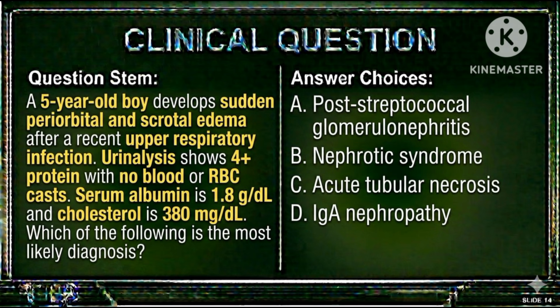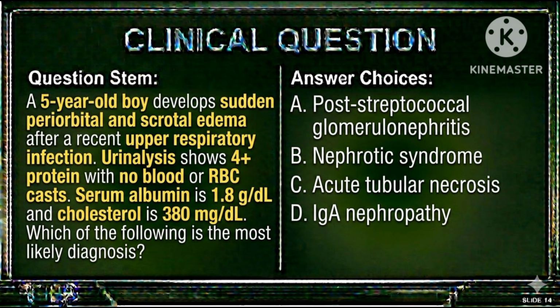Read this question stem. 5-year-old boy, periorbital and scrotal edema. Urine analysis shows 4 plus protein. Serum albumin is low. Cholesterol is high. Which of the following is most likely diagnosis? This is nephrotic syndrome.